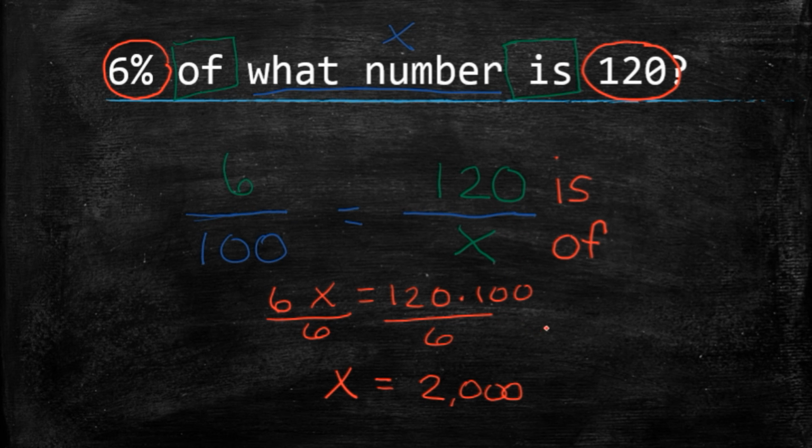And of course in the cube strategy, we always check our work. So after you do this, you can go ahead and write 6 over 100 equals 120 over 2,000. These should be equal. So you can go ahead and solve it with the number already there, and they should be equal.